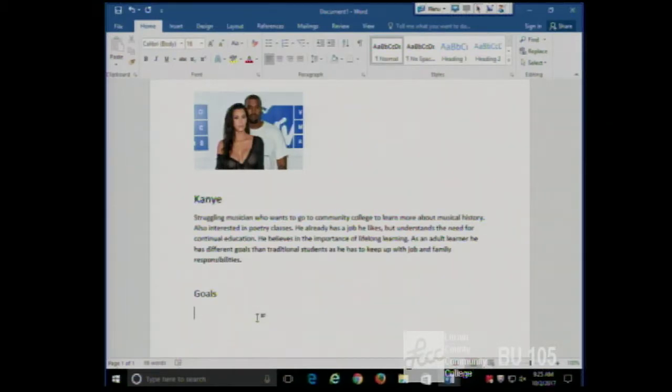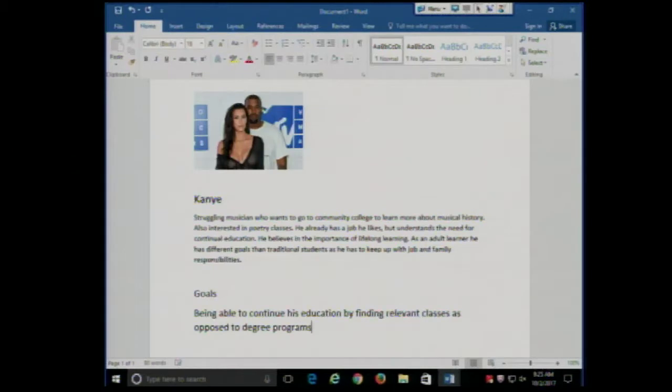So I'm going to put as one of his goals, as part of his continuing education, being able to continue his education by finding relevant classes as opposed to degree programs. So that might be one way to put that. He's interested in continuing education, which means he's not necessarily interested in getting a degree, he just wants the knowledge.